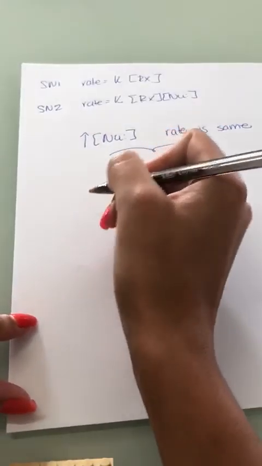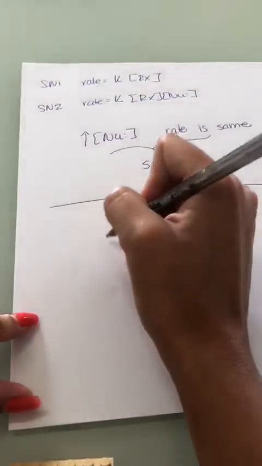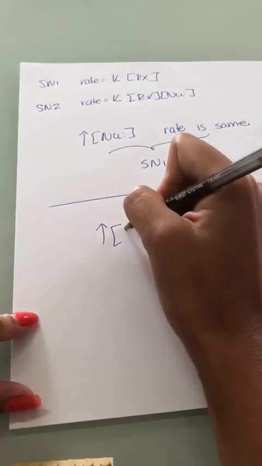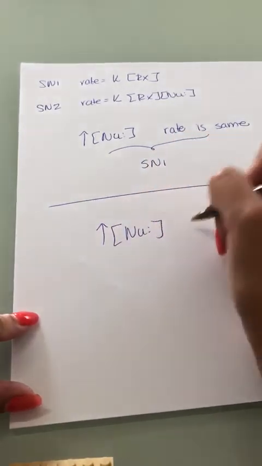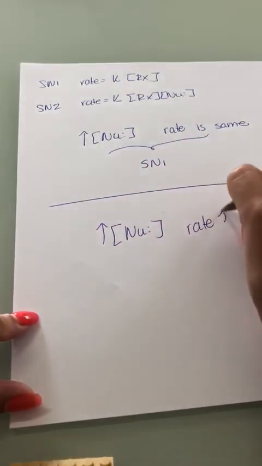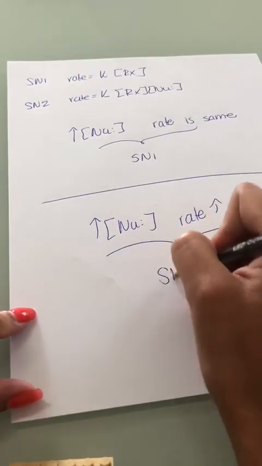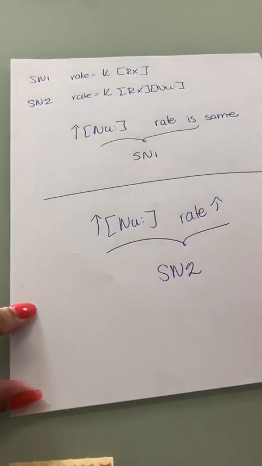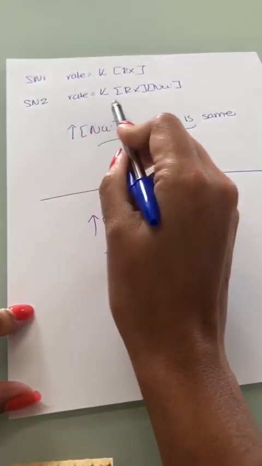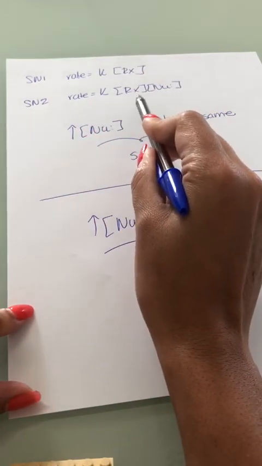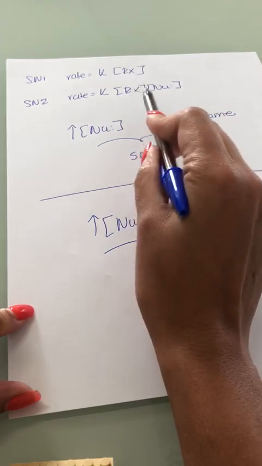However, if I increase the concentration of the nucleophile and I see that the rate also increases, then this means that the reaction is SN2, because the rate law depends on both the nucleophile and the haloalkane.